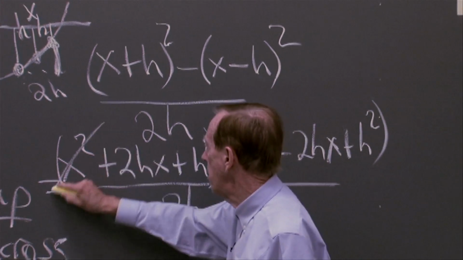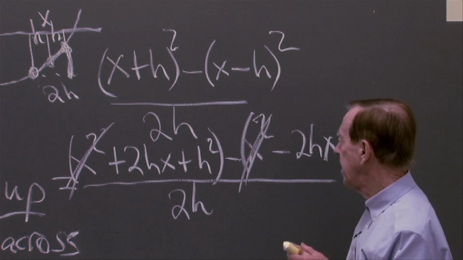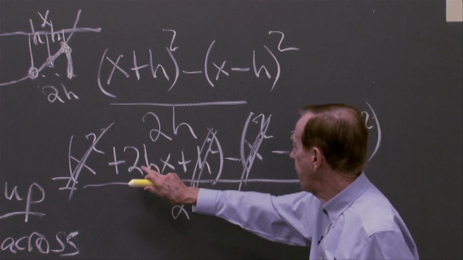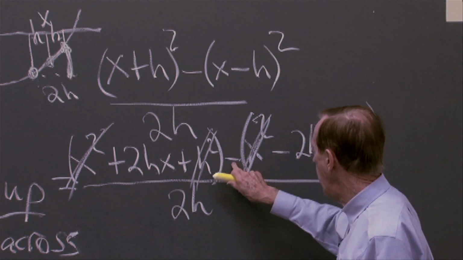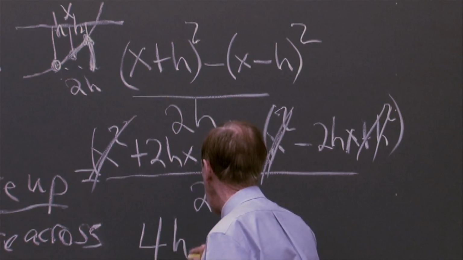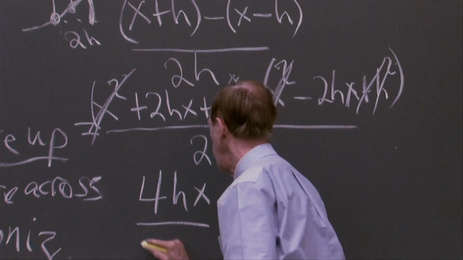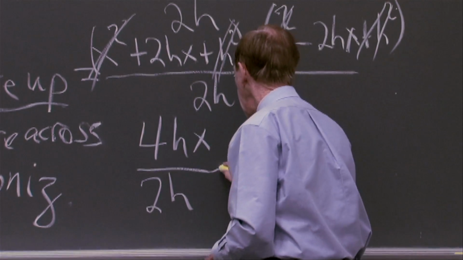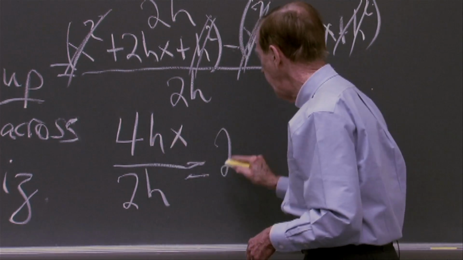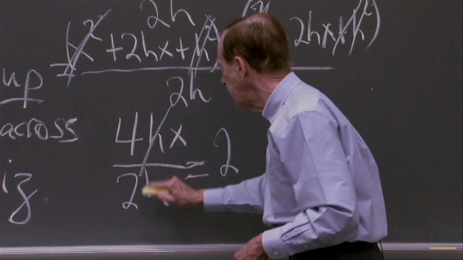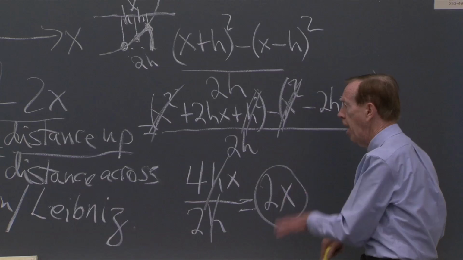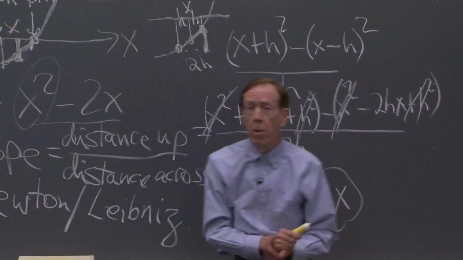I cancel. Look, x squareds cancel each other. h squareds cancel each other. I'm left with 2hx minus 2hx, so I'm left with 4hx divided by this 2h, the distance across, and what do I get? I get 2x. 4 divided by 2 is the 2, h's cancel, and x. That's the slope of the y equal x squared.